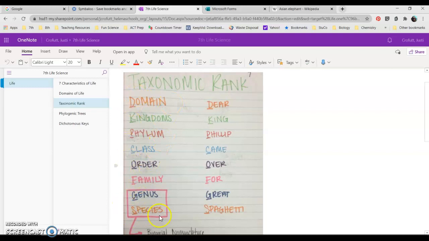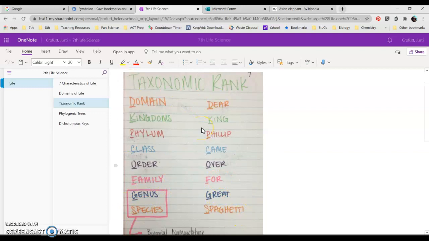That might be hard for you guys to remember, so we have this awesome little acronym to help us. So, Dear King Philip came over for great spaghetti. That will help you guys remember domain, D, kingdom, K, phylum, P, class, C, order, O, family, F, genus, G, species, S. Okay, so we can use that.